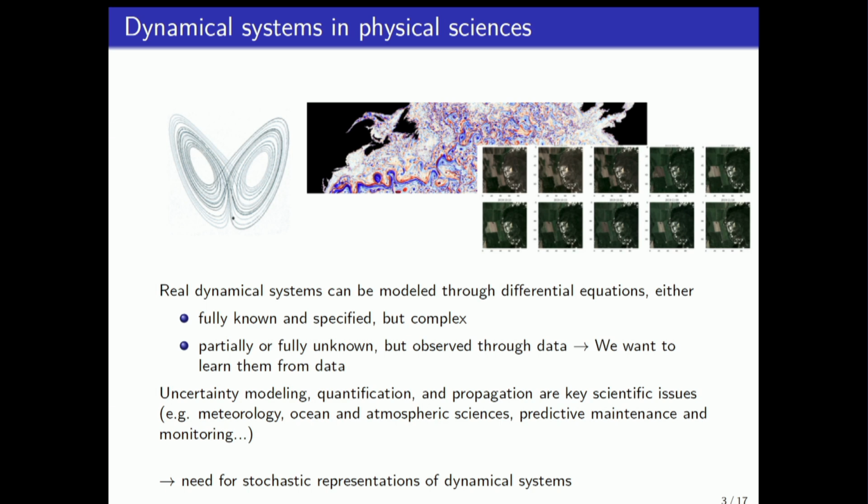for many reasons, but one key scientific issue is to deal with uncertainty. In earth sciences, basically making a forecast in 10 days, think about weather forecast, is basically meaningless if you don't have an uncertainty associated to the prediction. So that's one aspect that we want to tackle. So we need a framework that can help us do uncertainty modeling, quantification, and propagation. So lots of applications. And so we need stochastic representations of dynamical systems.